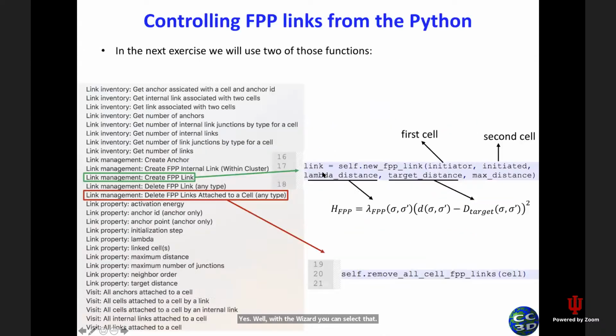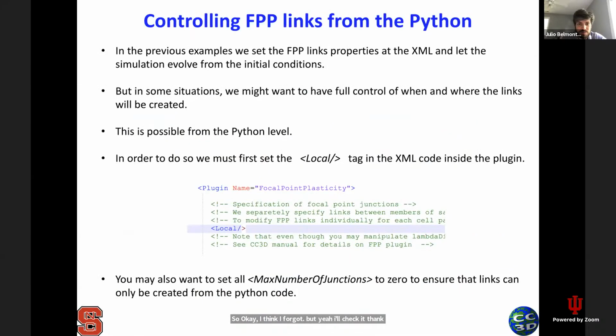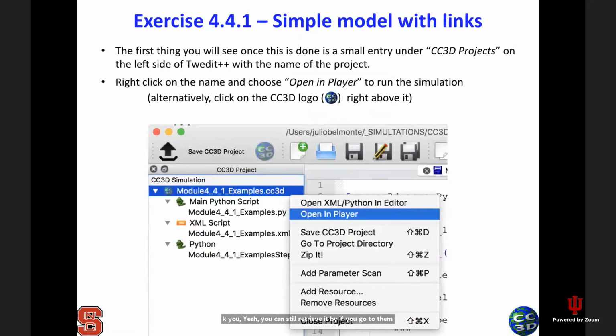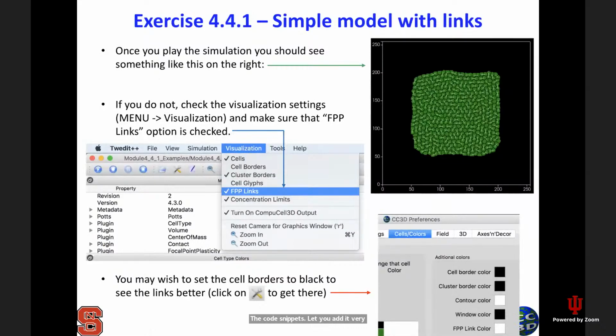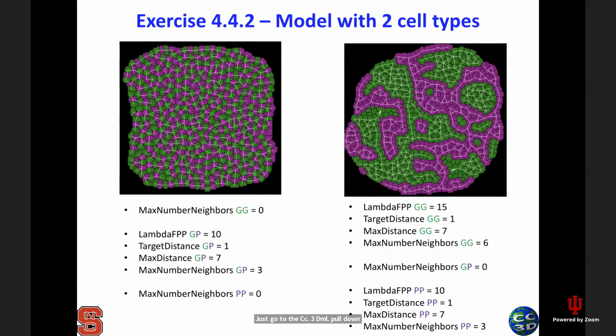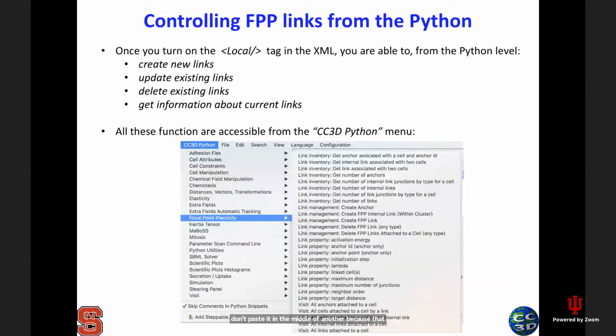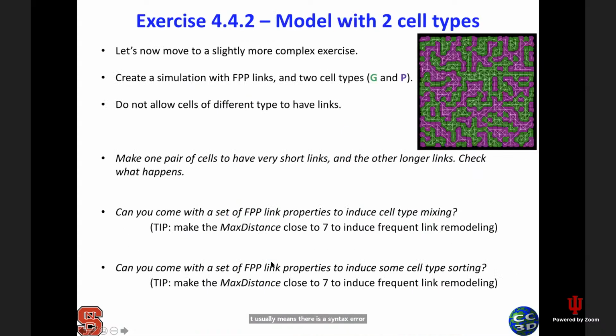You can still retrieve it if you go to the code snippets, which let you add it very easily. Just go to the CC3DML pull down menu. The key thing is to make sure that when you paste it in, you don't paste it in the middle of another plugin definition, because that will cause CompuCell to crash in an uninformative way. It will just disappear. When people see CompuCell just disappear as opposed to showing an error message, that usually means there is a syntax error or character problem in the XML.